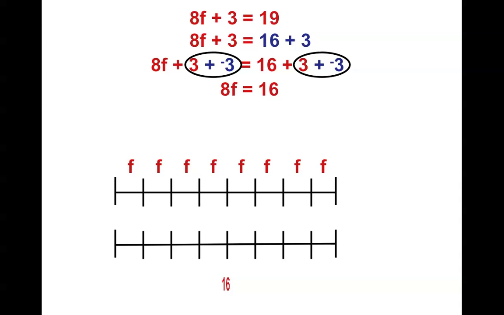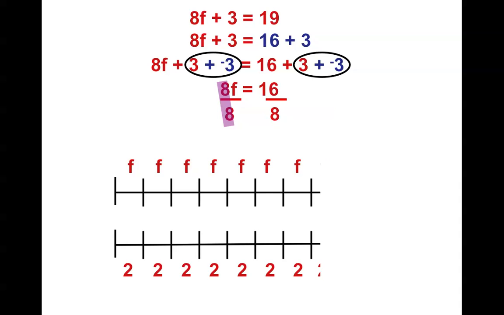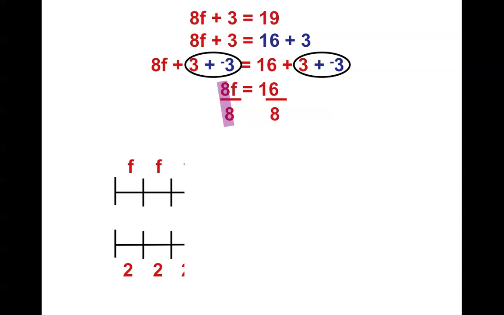And what's going to be down here? Well, heck, each piece is going to be a 2. They're all going to be 2, because all those 2's add up to the 16. So if I divided the 8 f's into 8 different pieces, I ended up getting 1 f. And if I divided 16 into 8 pieces, I got 2's. Each f equals a 2. And that's our answer.